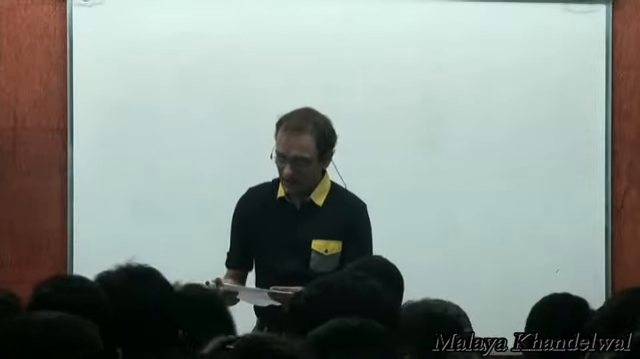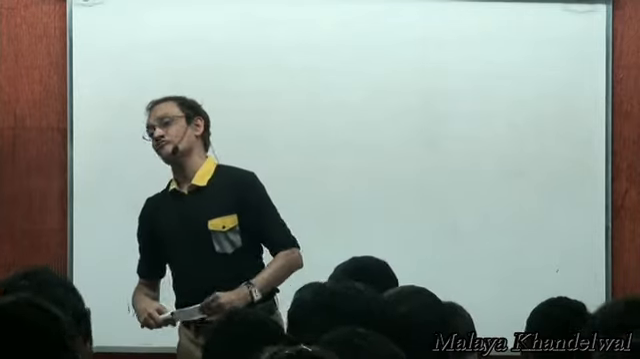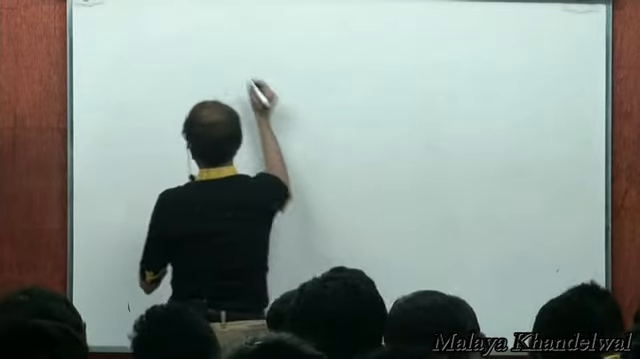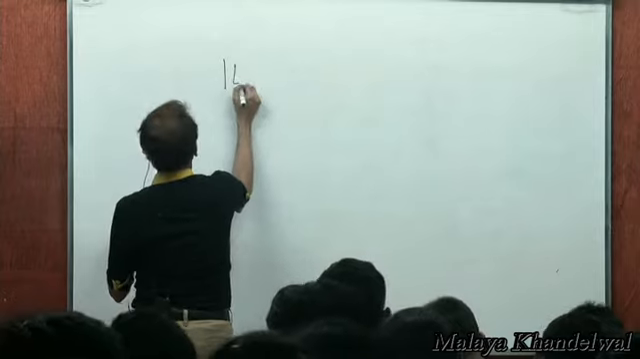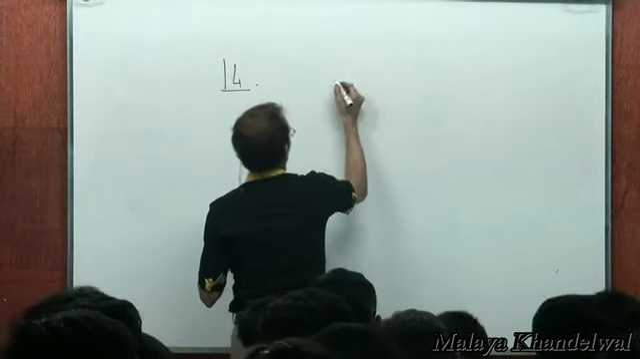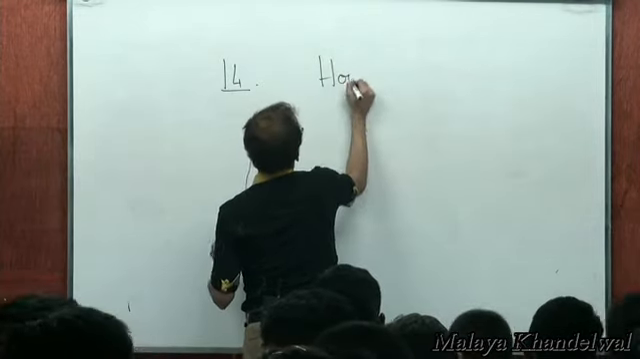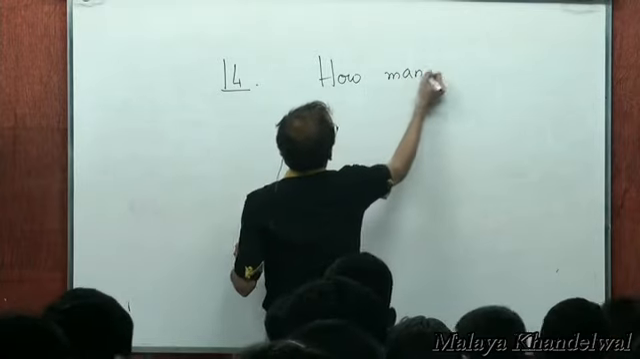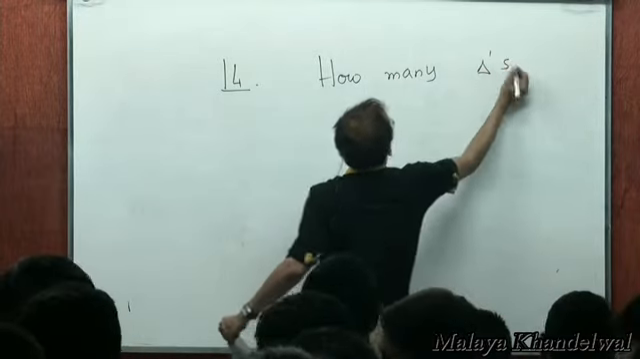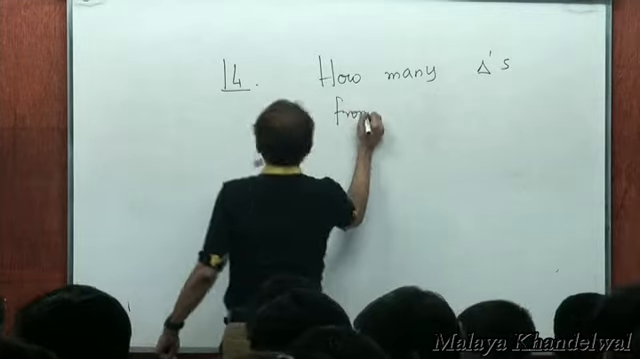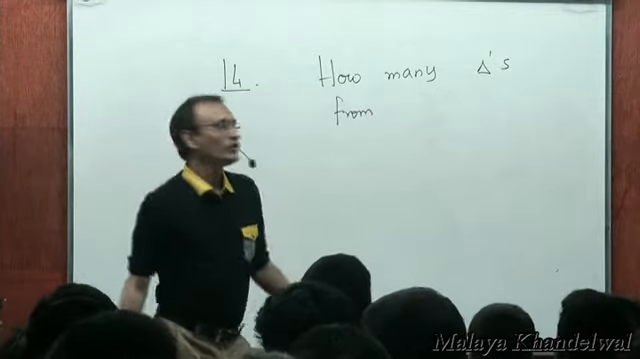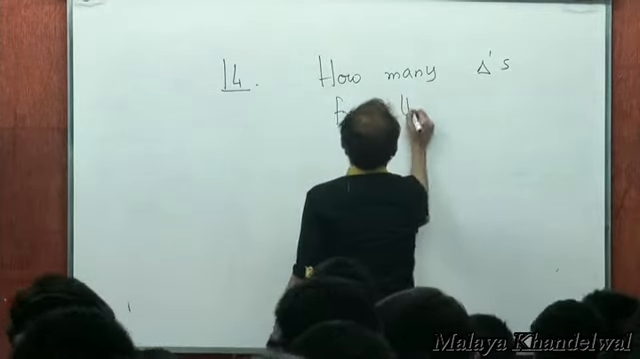How many triangles can be formed by joining the vertices of a hexagon? Number 14. How many triangles? We want to find the number of triangles from the vertices of a hexagon.